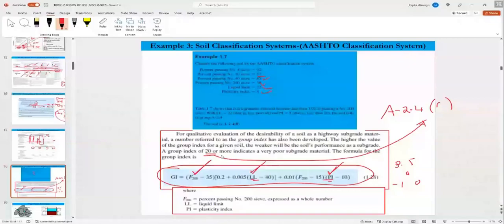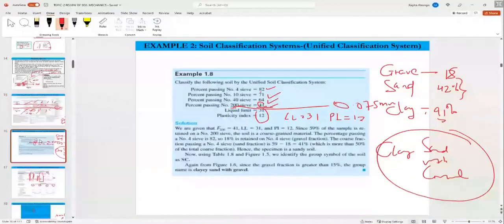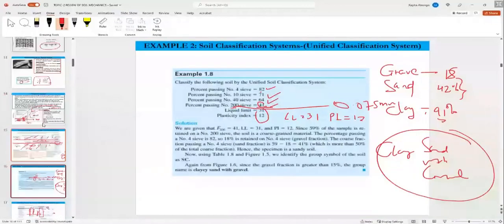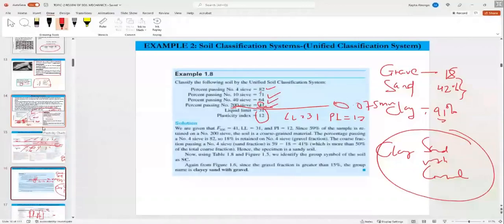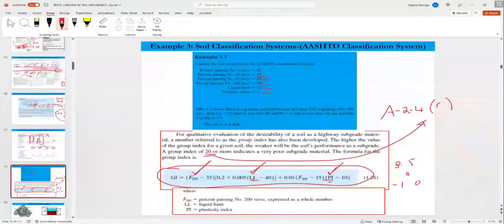But please repeat that whole thing for group index, please. Okay. The group index goes together with the AASHTO classification. Okay. Now, the group index is determined from that formula.